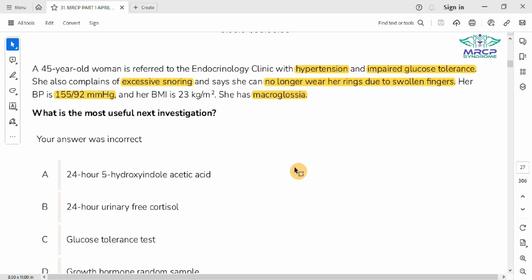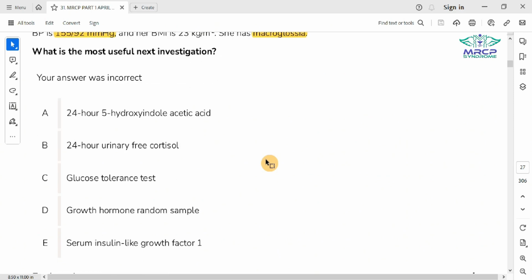So the most likely diagnosis is acromegaly. Yes, most likely this is acromegaly. So what would be the most useful next investigation? Next should be the IGF-1. Yes, so we'll be going for the IGF-1.